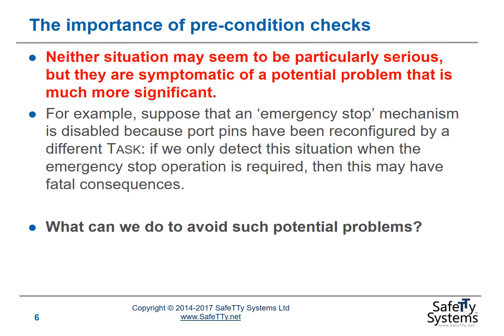Suppose that you've got an emergency stop mechanism in your system. So it might be a test vehicle that has a big emergency stop red button on the dashboard. Suppose that the emergency stop mechanism is disabled because port pins have been reconfigured by a different task. If we only detect this situation when the emergency stop operation is required, then this may have fatal consequences. If the emergency stop button doesn't work, somebody may be killed. If the emergency stop button in a factory doesn't work, somebody may be killed. How can we avoid such potential problems?